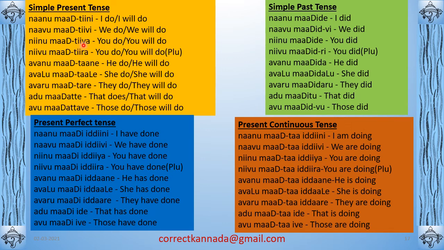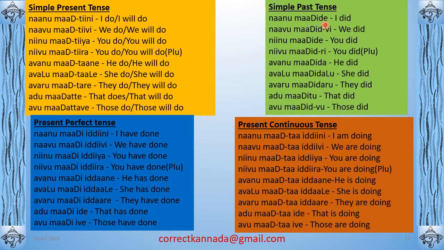Okay. "Neenu martiya," you do, you will do. "Neevu martira," you do, you will do, in plural. "Avanu martani," he does, he will do. "Avalu martale, avaru martare. Adu madatte, avu madattave." That does, that will do. So this is your simple present tense.